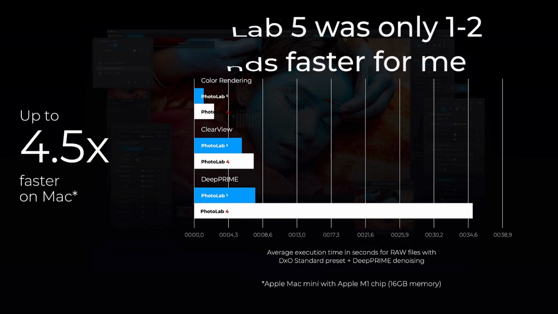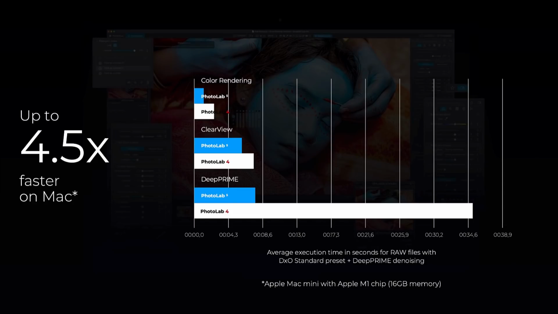That said, I've never thought PhotoLab 4 was slow software. But if speed is important to you and you have a Mac with a new M1 chip, PhotoLab 5 would seem like a much better option.